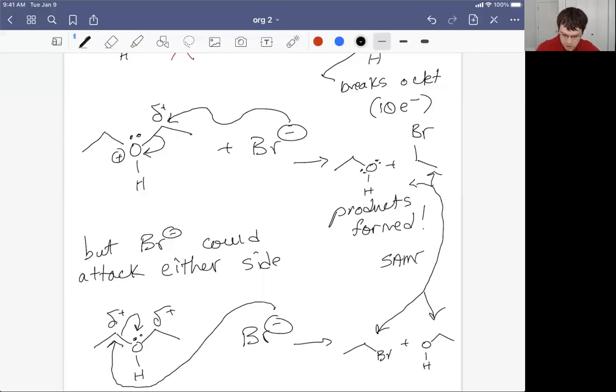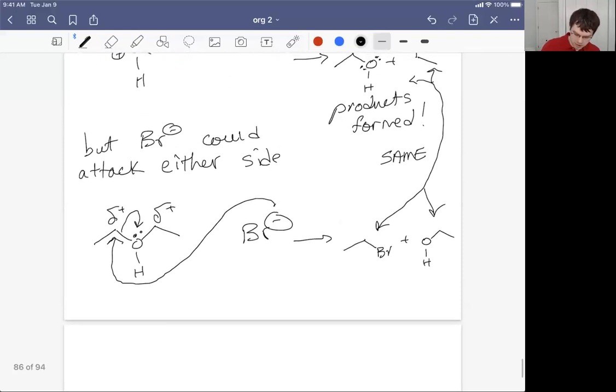The 2 sets of products that we formed were the same, okay? When I originally presented this reaction, I said that we form 2 products. We have ethanol and bromoethane, a haloalkane and an alcohol. But in reality, we actually form 4 products. It's just that 2 of them are the same. The reason why they're both the same is that diethyl ether was symmetric.